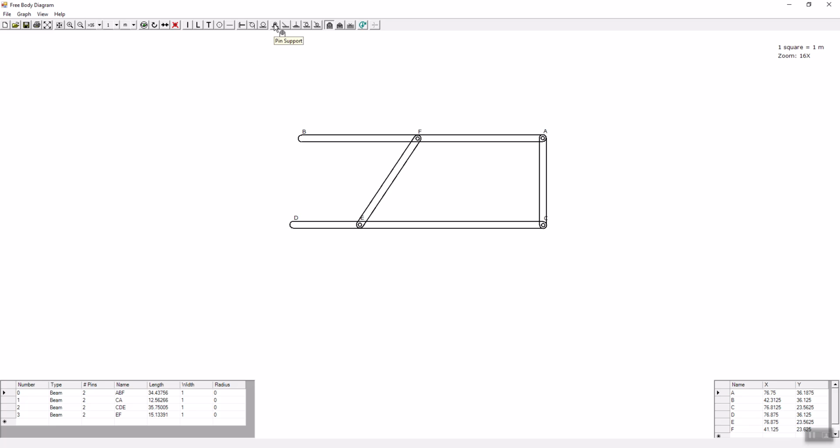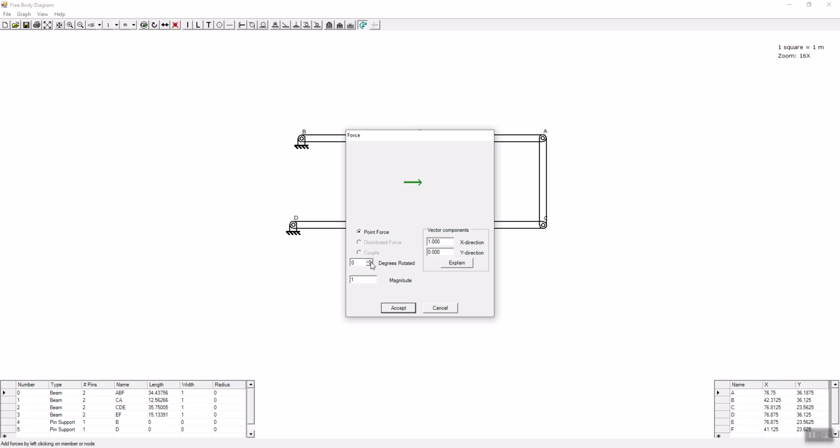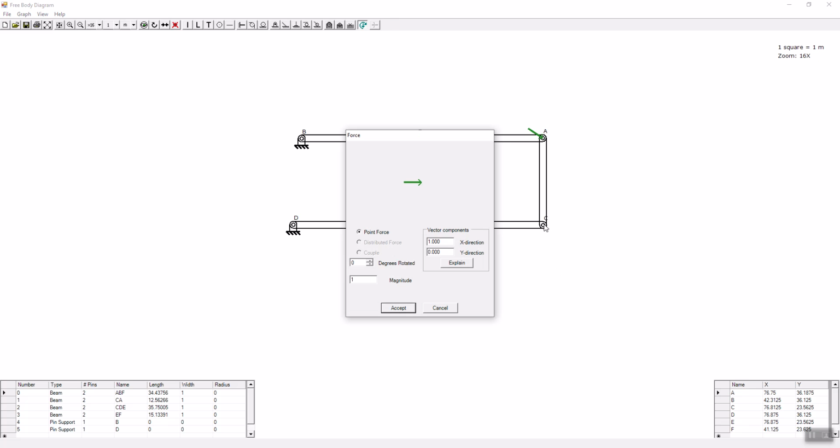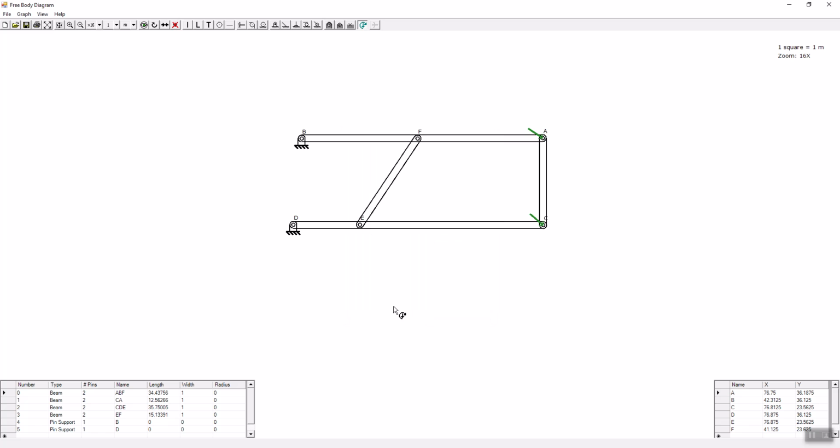we will add some supports, a pin support, another pin support. Now we will add some loading. We add a load at pin A. We rotate the loading a little bit. Add another loading at pin C. Now the frame is built, the loads are added.